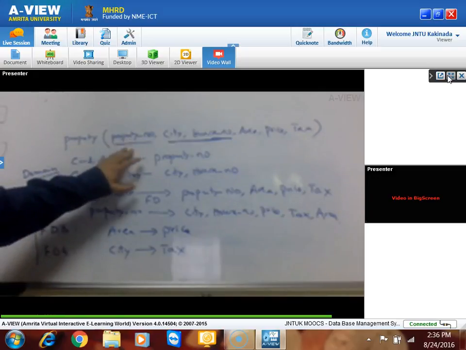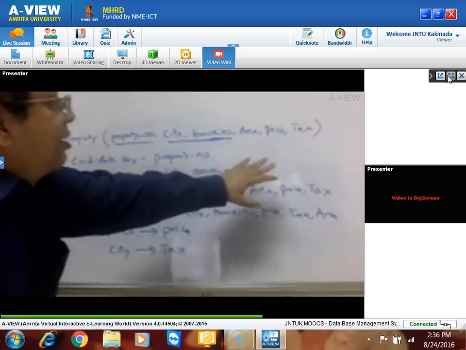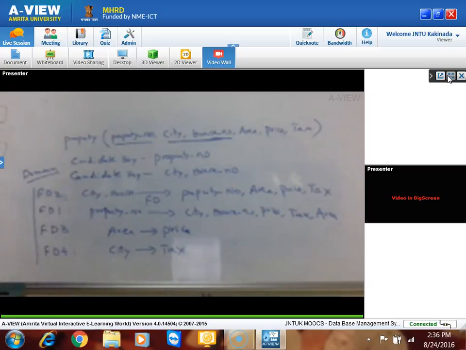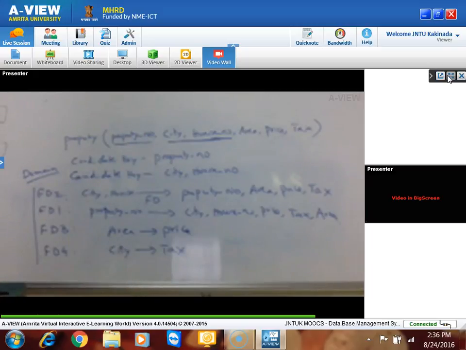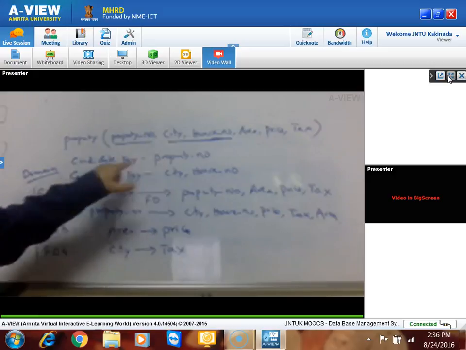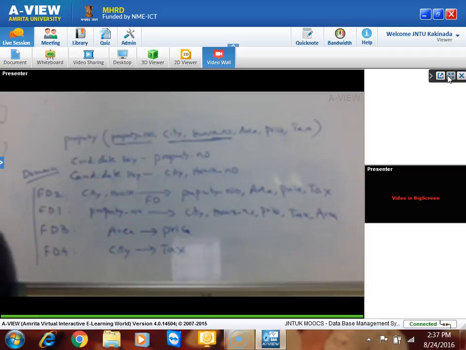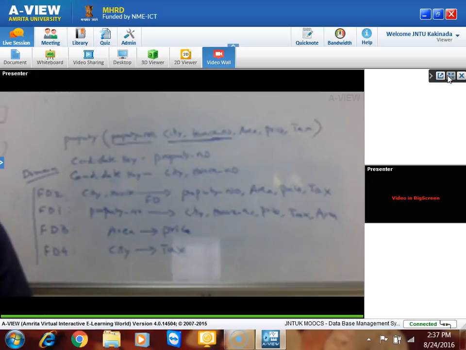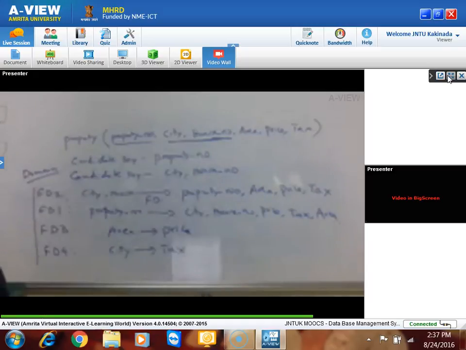I have the domain, and I have the attributes property number, city, house number, area, price, and tax. Now, these candidate keys are also coming from the domain, because I know property number I am not going to repeat. For two properties, I am not going to use the same number. That's how I know this is the key in this relationship. Similarly, I know given a city, the house number is not going to be repeated. So city plus house number again can uniquely identify the property.